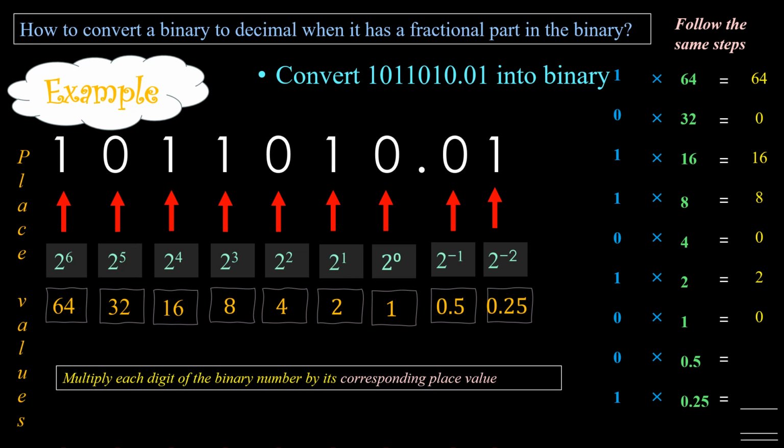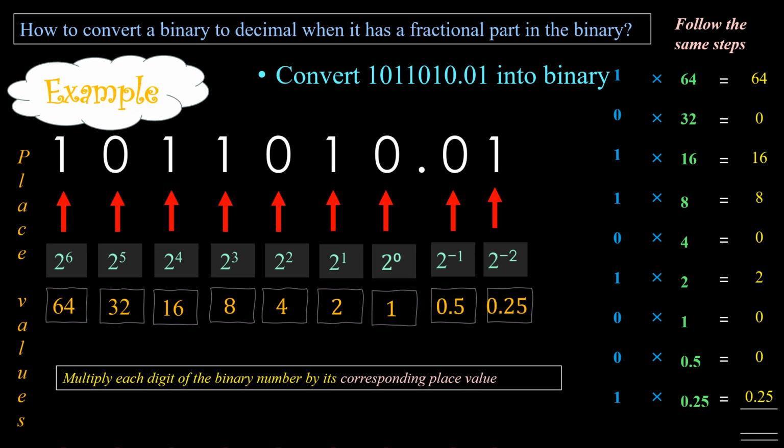0 into 0.5, that is 2 to the power minus 1, which is after the binary point. So 0 into 0.5 is 0. 1 into 0.25, that place value is 2 to the power minus 2. So 1 into 0.25 is 0.25.